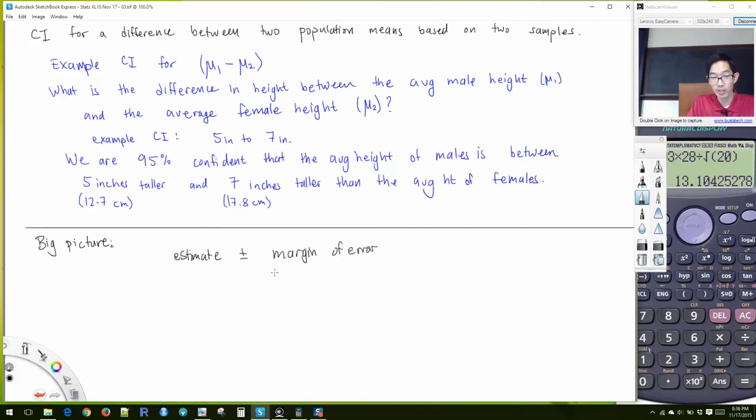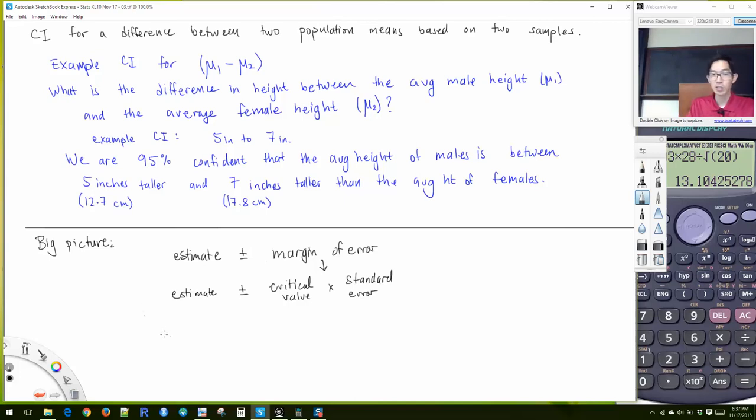Okay, and the margin of error is a critical value times the standard error. And so our estimate goes in the middle, plus or minus the critical value times the standard error. Okay? So the estimate, what do you think is the best estimate for mu1 minus mu2? What we're trying to estimate is the difference between the mean of population 1 and the mean of population 2. What do you think our best guess for that quantity is based on the data available to us?